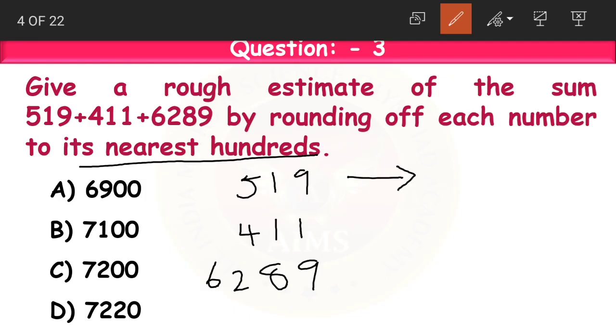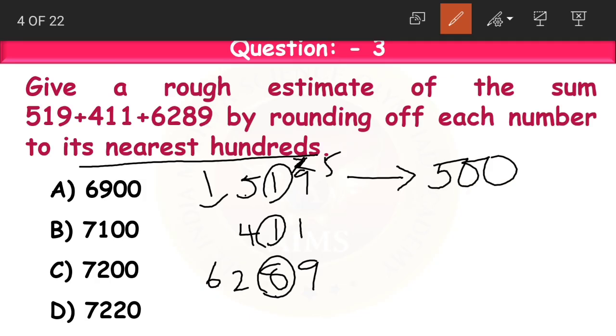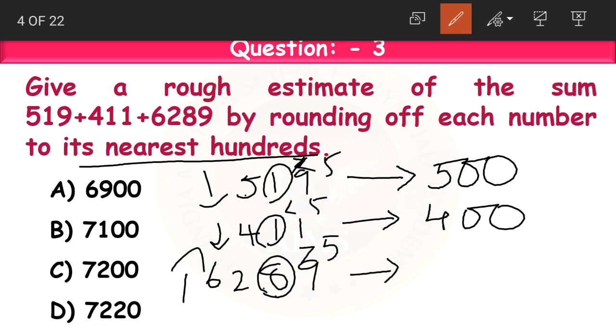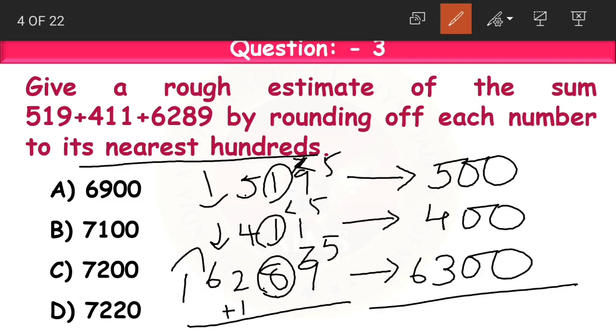Now how will we estimate it? Now look at the digit in tens place here. Now here 1 is less than 5. So we'll round it down. 5 will remain the same and simply replace the ones and tens with zeros. Again here 1 is less than 5. So we'll round down. 411 becomes 400. Here 8 is greater than 5. So we'll round up. Add 1 to the digit in tens place. 62 plus 1 becomes 63 and then 2 zeros. 6300. Now these are our estimated numbers to the nearest hundred.